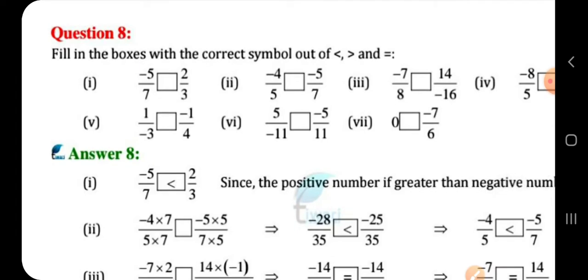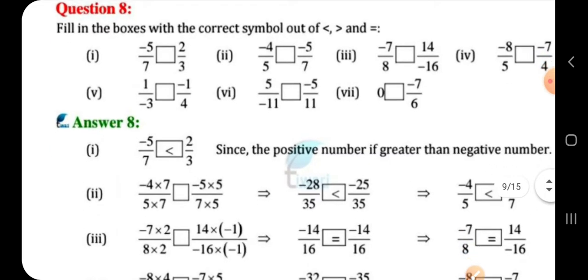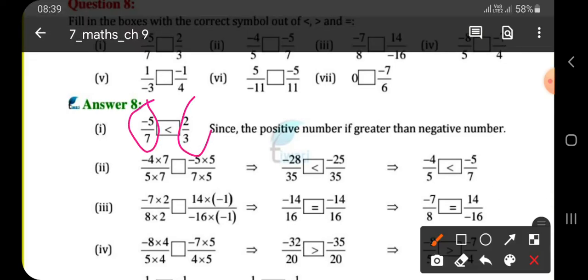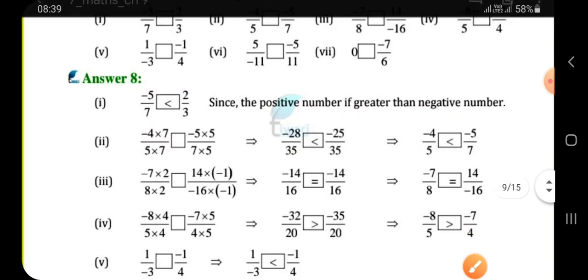Now question number 8. Fill in the boxes with the correct symbol out of less than, greater than and equal. First one, minus 5 upon 7 and 2 upon 3. So your answer is that minus 5 upon 7 is less than 2 upon 3, because this is a negative number and this one is a positive. A positive number is always greater than a negative number.